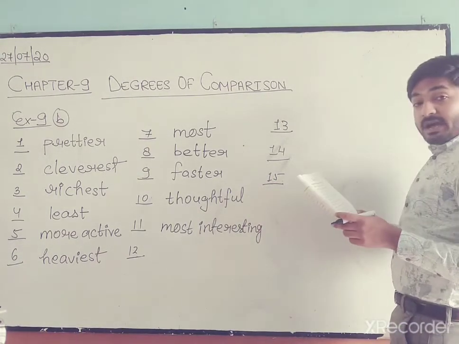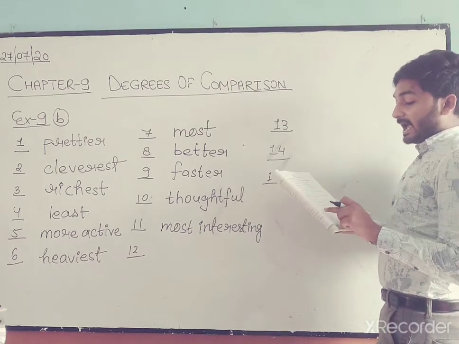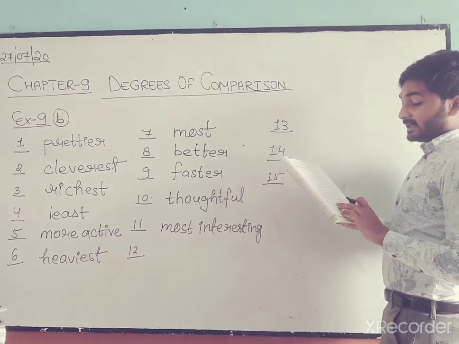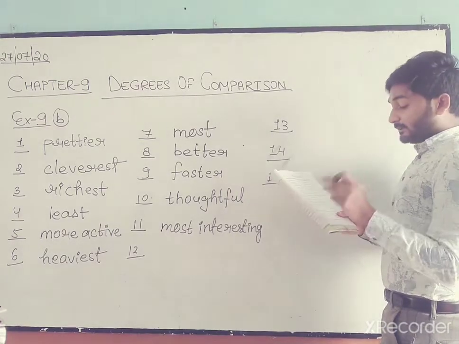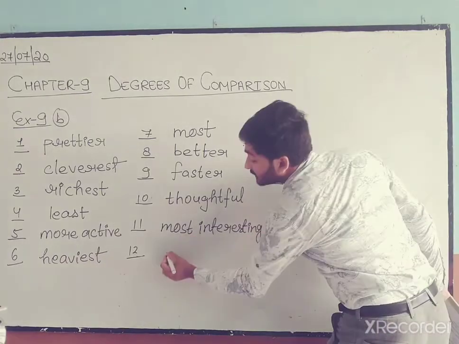Number 12, my brother is dash than I am. I and my brother are being compared. After the blank there is than. That means the comparative degree will come. What will be the comparative degree of young? Younger.